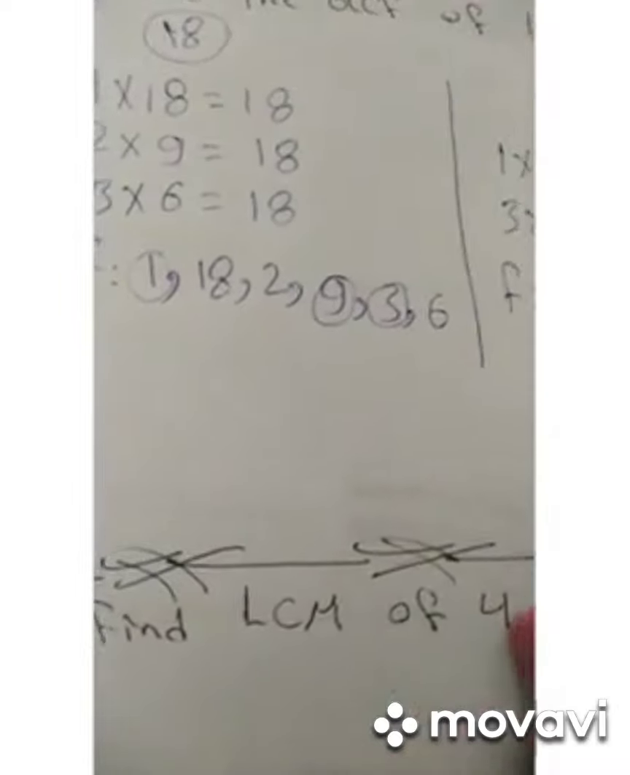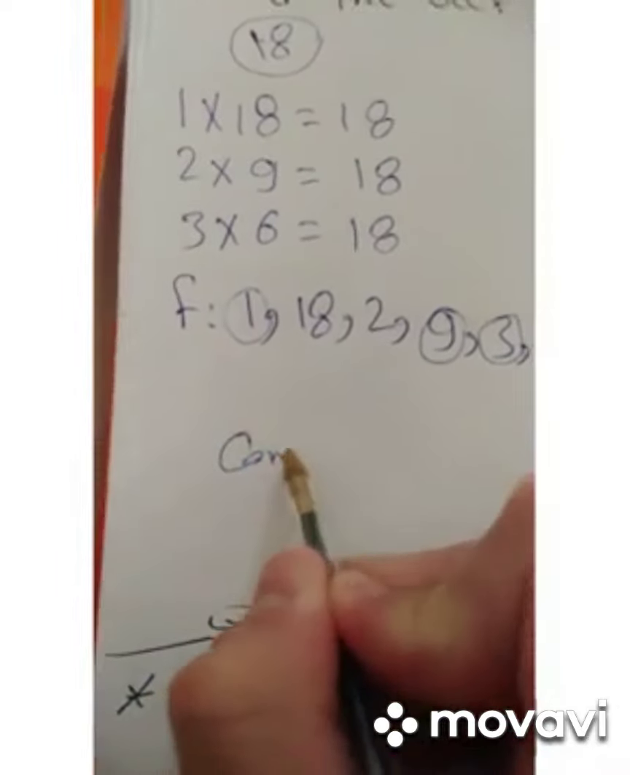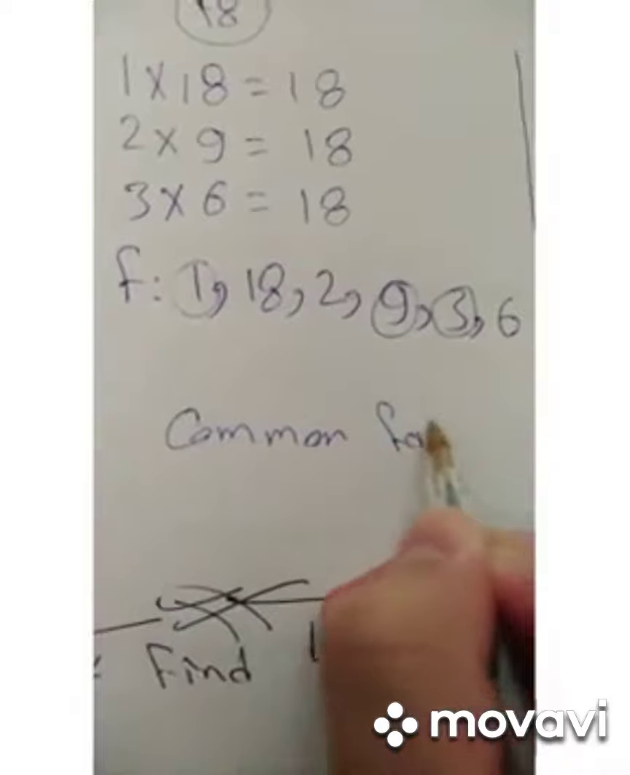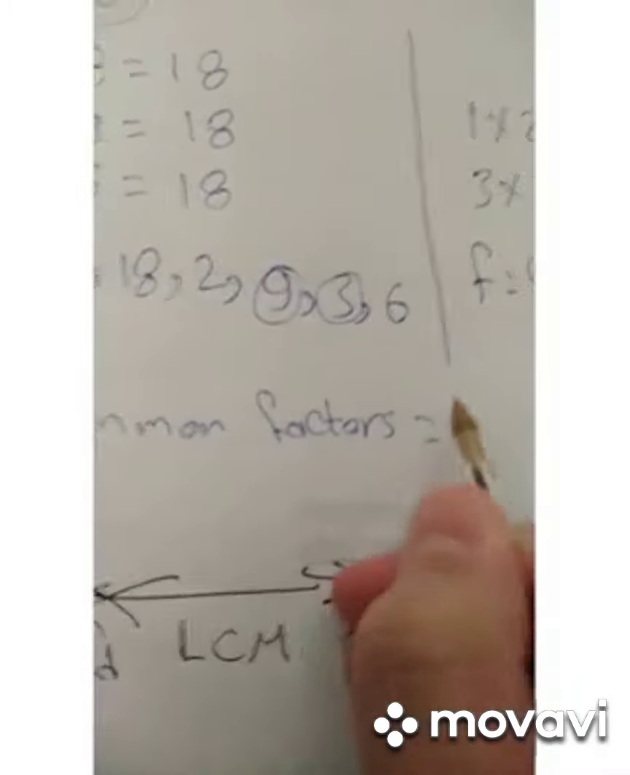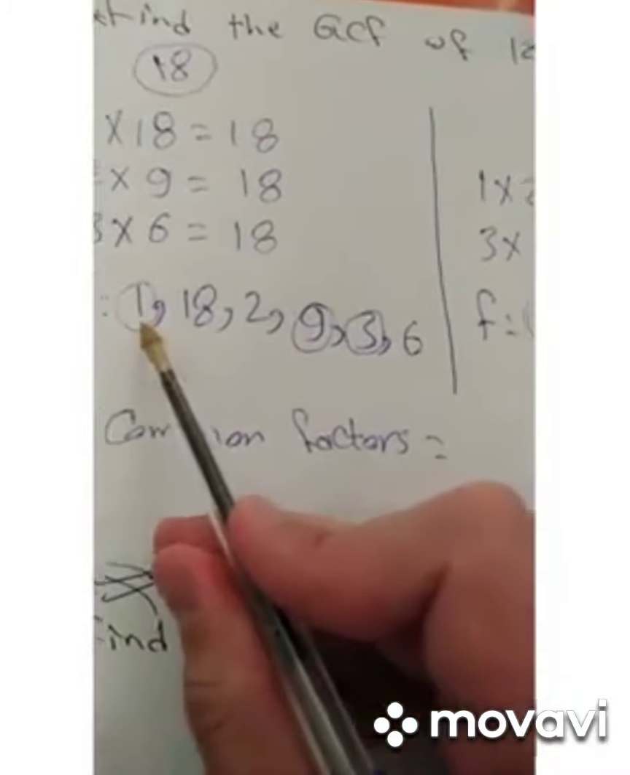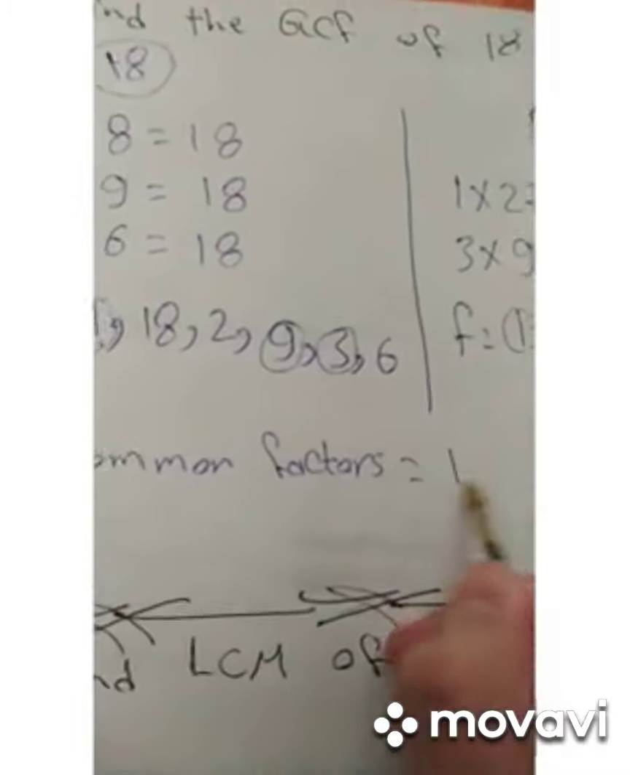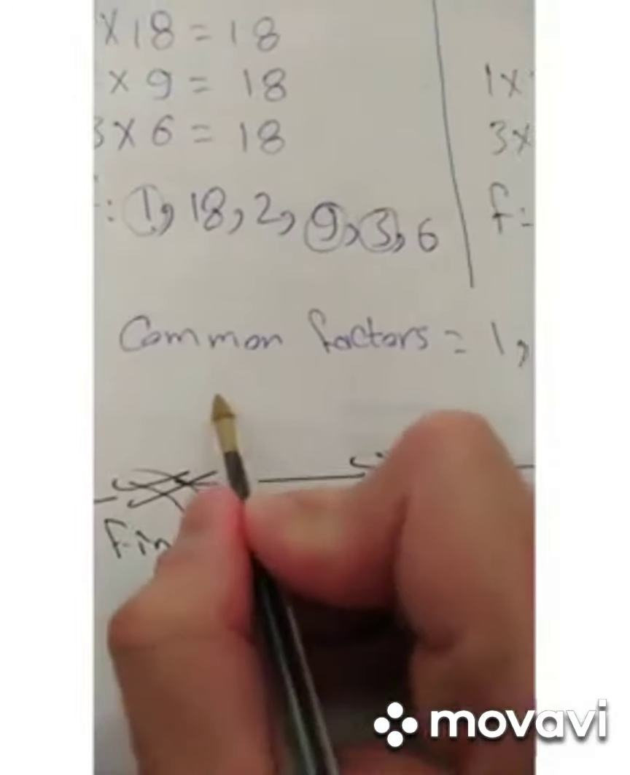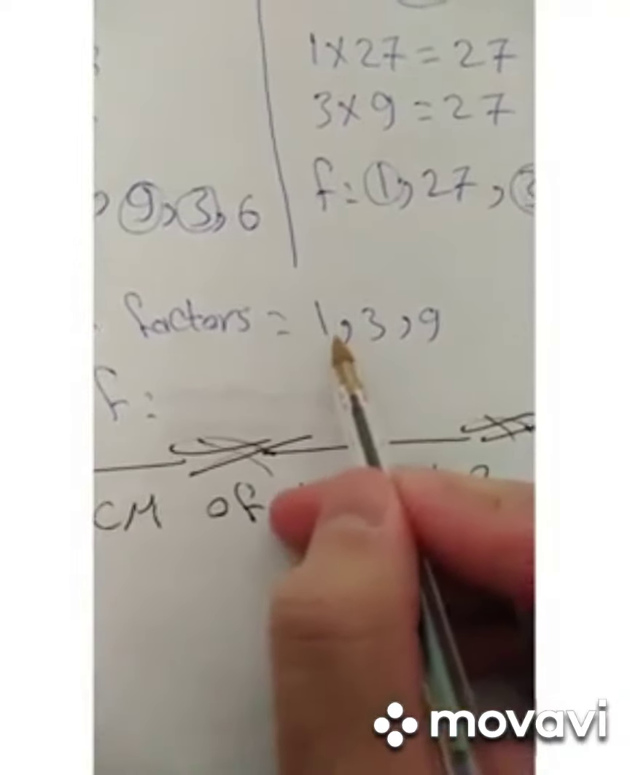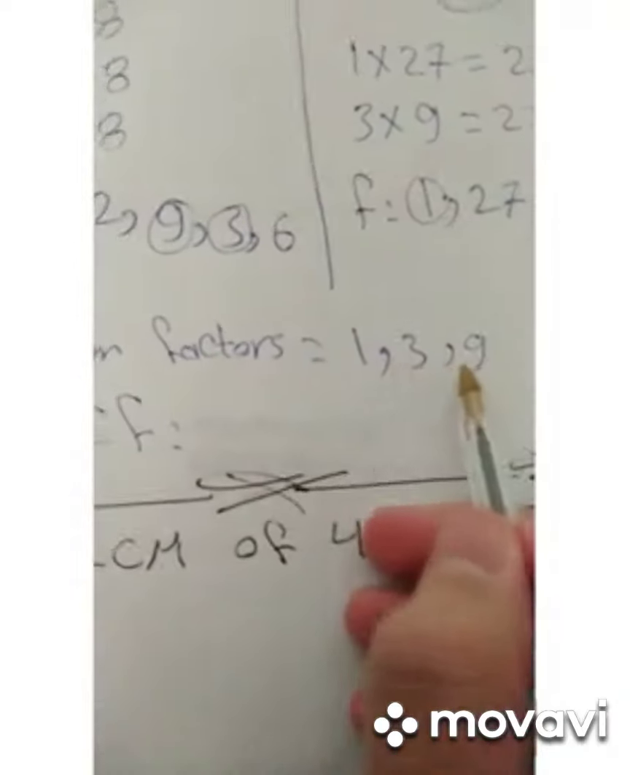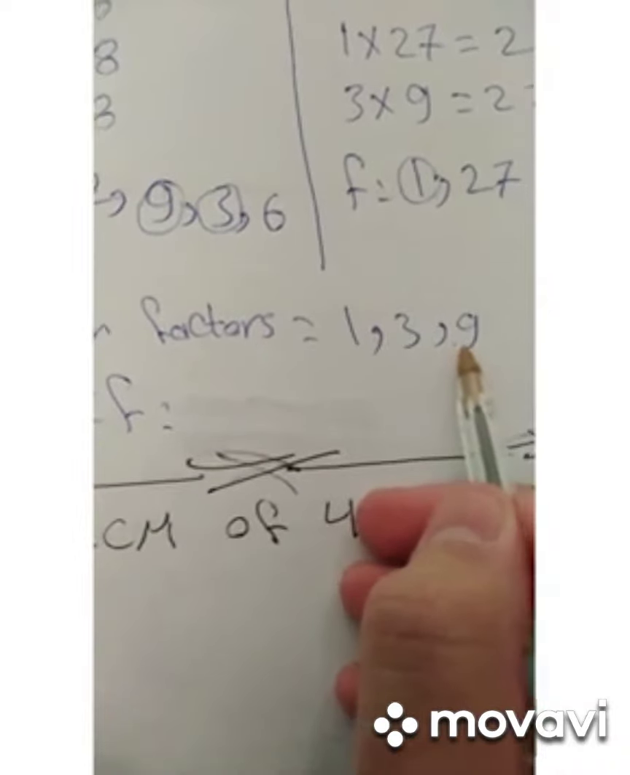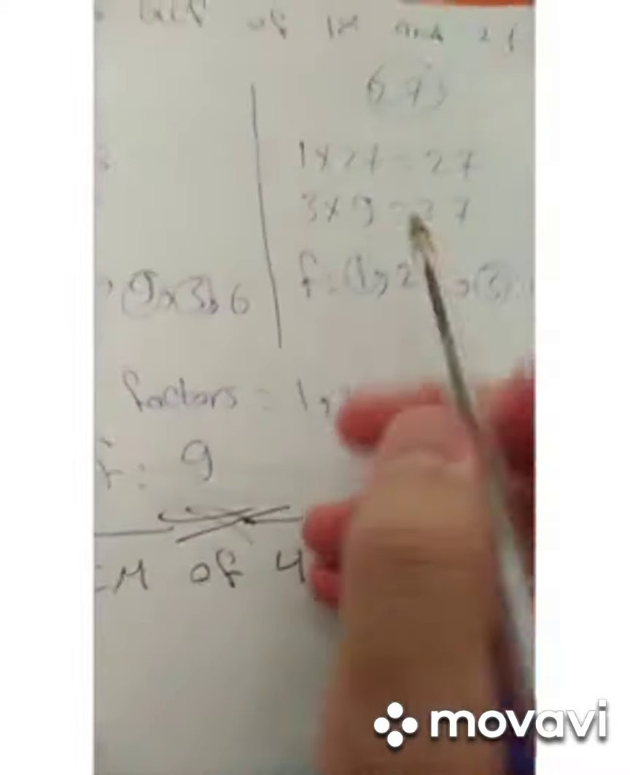So, let's write now the common factors. Common factors are what? We circled what? Yes, 1, 3, 9. Now I want to determine the greatest common factor, GCF. What is the greatest one in these factors? Yes, 1 or 3 or 9. We have 3 common factors. The greatest one is what? Is 9. So GCF of 18 and 27 is 9.